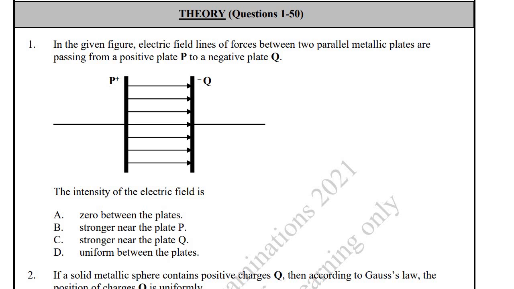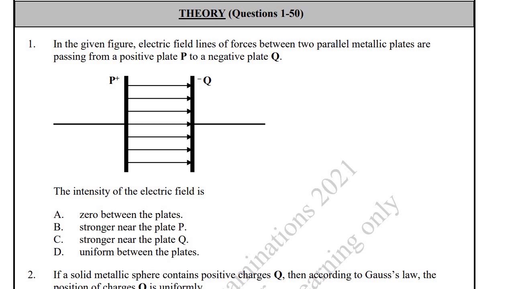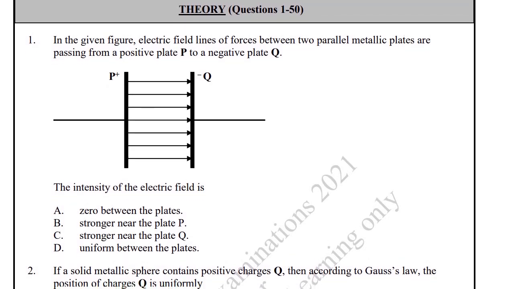So let's see our question number 1. In this given figure, electric field lines of forces between two parallel metallic plates are passing from a positive plate P to a negative plate Q, and we have to identify the intensity of electric field. So as we can see in this diagram that these lines show the electric field lines, and electric field lines are uniform, and the distance between the consecutive lines are equal.